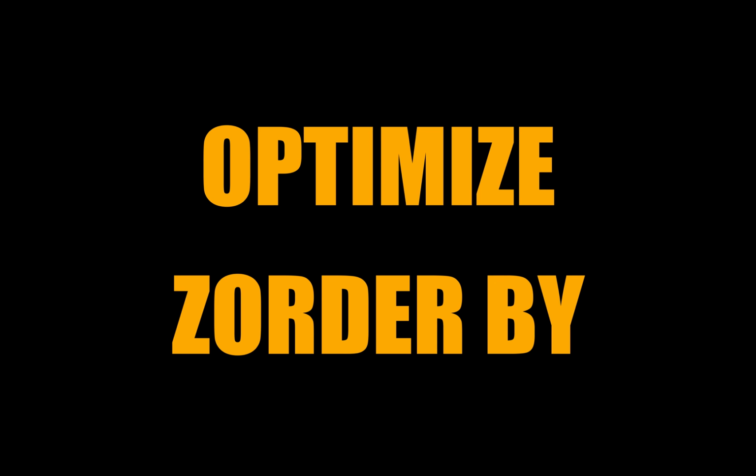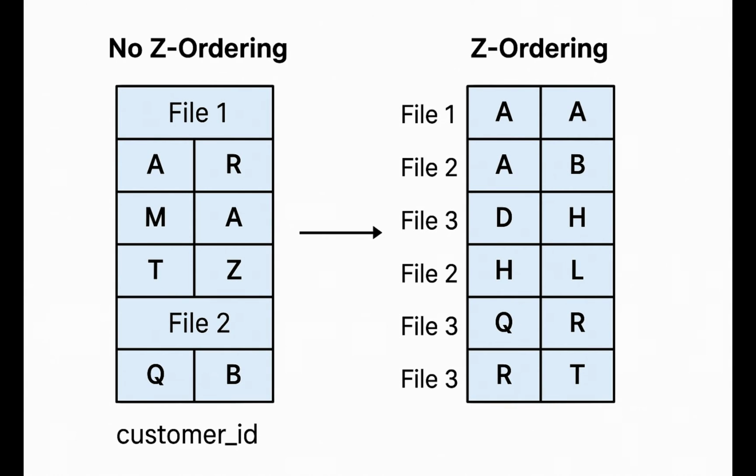Next one is Zorder by. Zorder is nothing but it will organize your data in a sorted manner. I will explain this with one example, and you will easily understand. We have two images here. First one is no Zordering and another one is with Zordering implemented. By seeing this image itself, you can understand that in the first image we have two files, but the data is not in a sorted manner. But after applying Zorder by, we have sorted IDs.